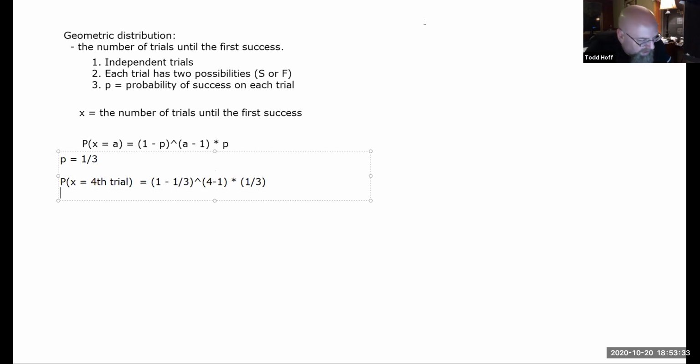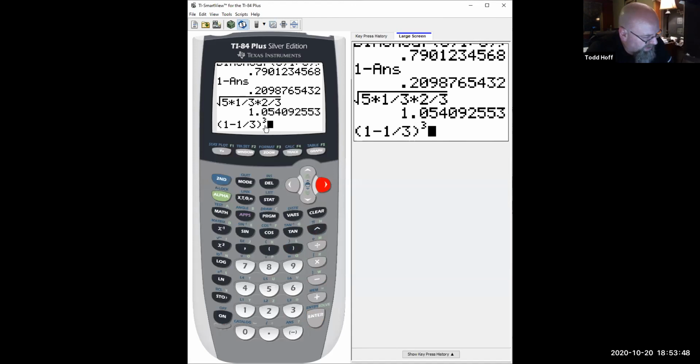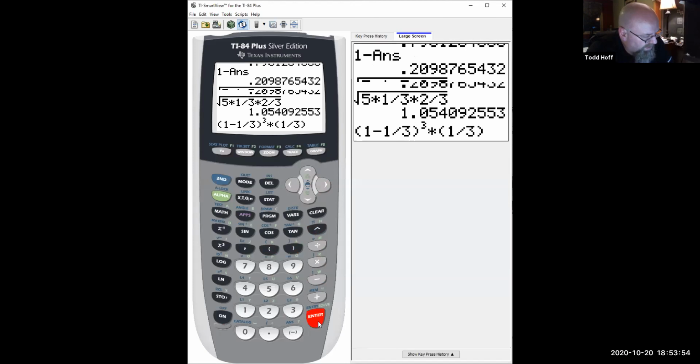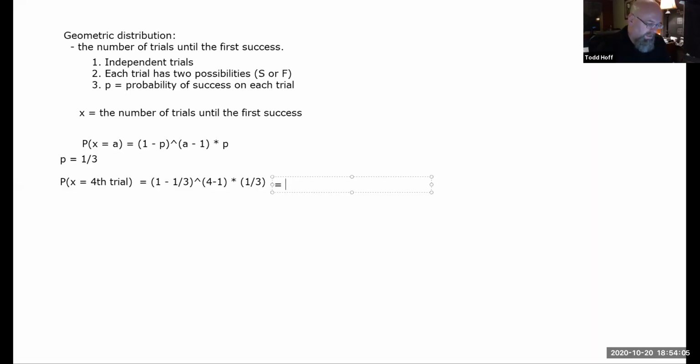So let's do this on the calculator. So 1 minus 1/3, and I'm just going to do the power of 3. 4 minus 1 is 3. Make sure you arrow out of that power, times 1/3. We get 0.0988. So 0.0988 is the chance that we would get that first success on the 4th roll, the 4th trial.